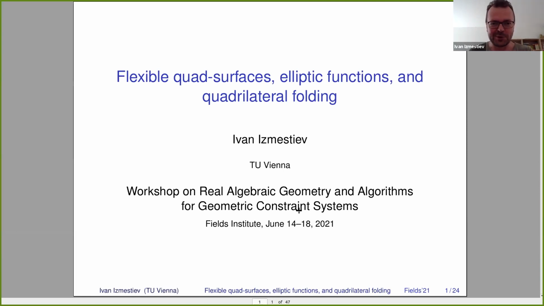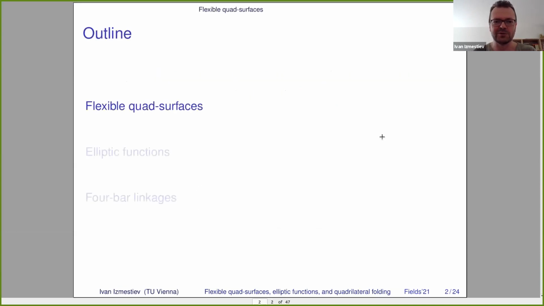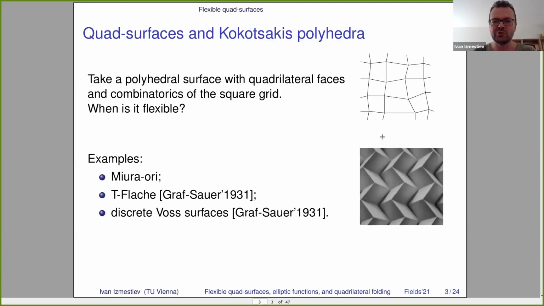All right, so I will speak about some class of flexible polyhedral surfaces, about the algebraic problem that arises from that, and about the solution of that problem using elliptic functions, and then about some other geometric items. So this will be again polyhedral surfaces which should not be flexible, but they are. So that's similar to Jan's talk. This time they will not be closed.